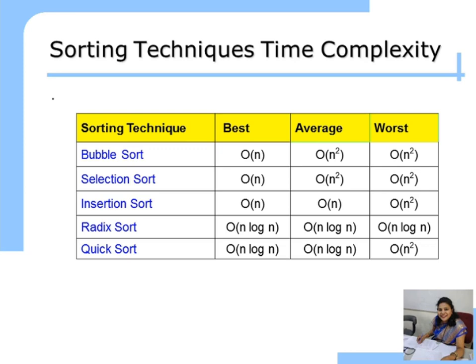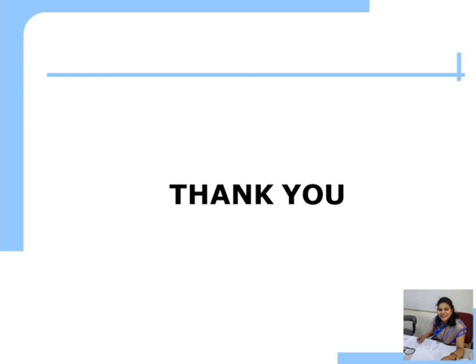So quick sort has a space complexity of only one, as well as a best and average time complexity of n log n like radix. Only for worst case input does it have a time complexity of O of n square. So whatever you have learned till now, quick sort is the best and most efficient algorithm for sorting an array. Thank you.